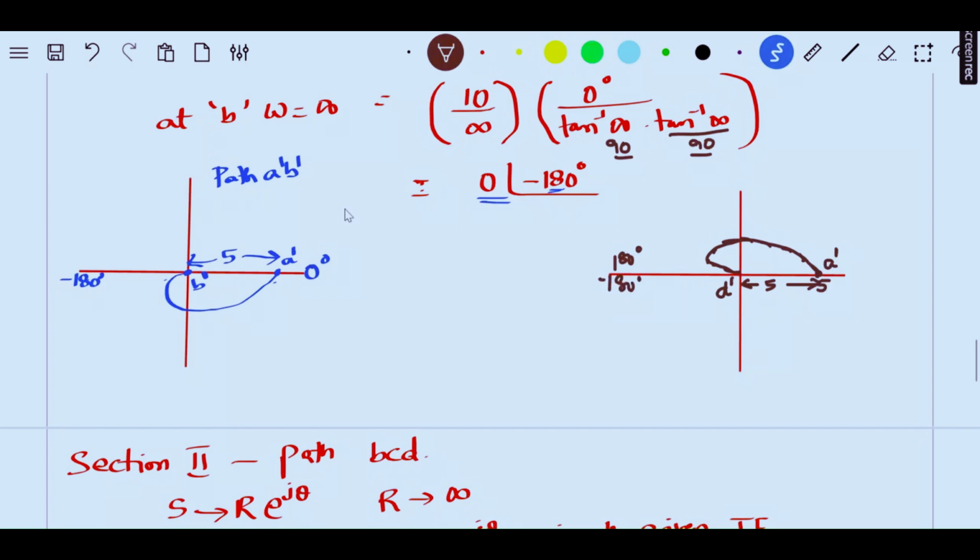This was moving from A dash to B dash. So this point A dash to B dash. Now what you see is moving from A dash to D dash. Okay, so A dash to D dash to A dash. Sorry, we are going from D dash to A dash. D dash to A dash.